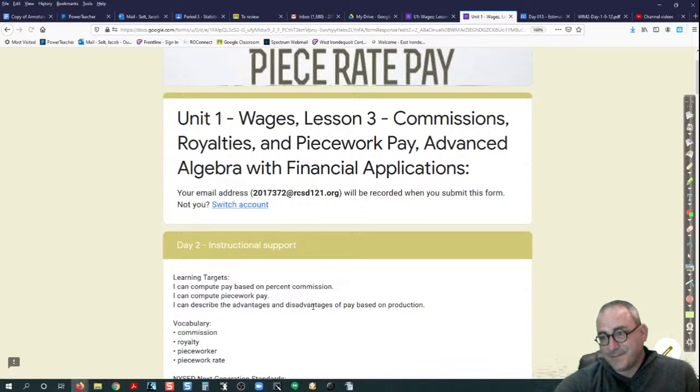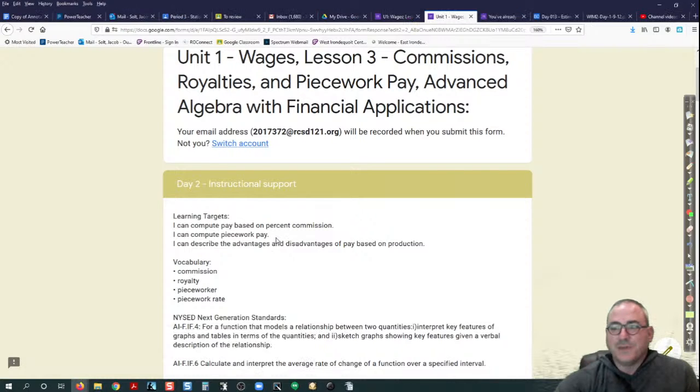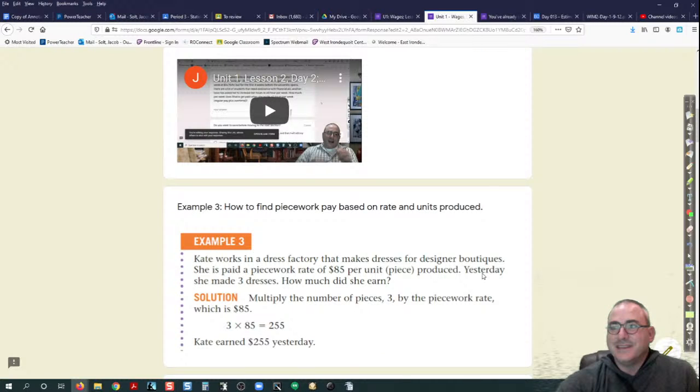Learning targets are I can compute pay based on percent commission. I can compute piecework pay. I can describe the advantages and disadvantages of pay based on production. We kind of hit this third one and the first one in day 1. You're probably working on those 2 learning targets, and we'll probably be doing some piecework pay today.